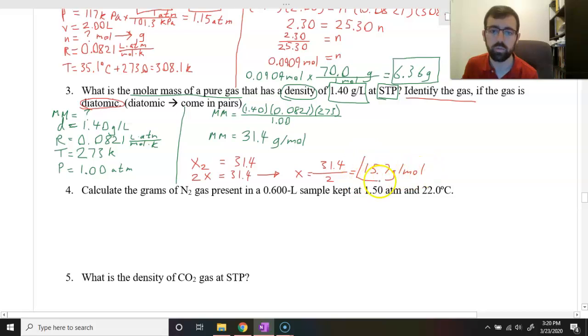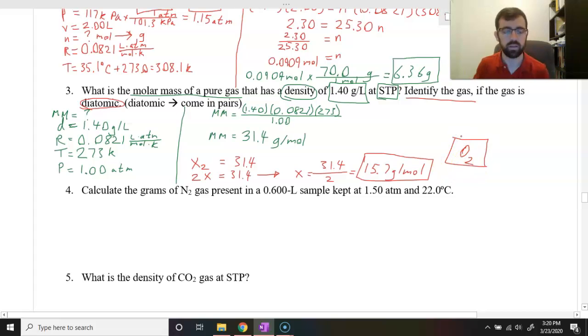Want to look at a periodic table for that. You're not going to find an element that has exactly a mass of 15.7 grams per mole, but you do see oxygen, which has 15.999 grams per mole. It's as close as you get. So this is oxygen, our element. The identity of the gas is O2. That's our final answer. All right.